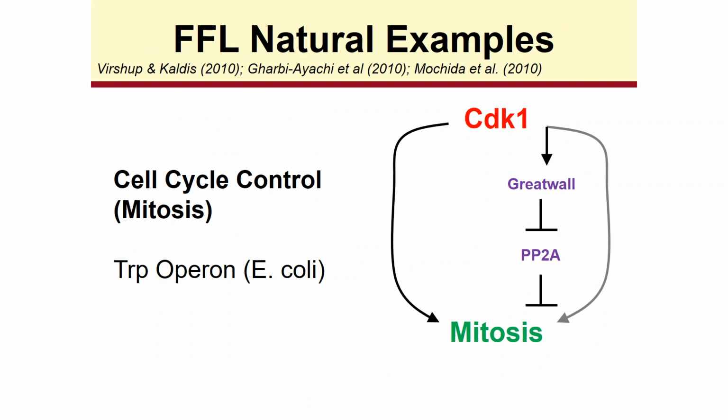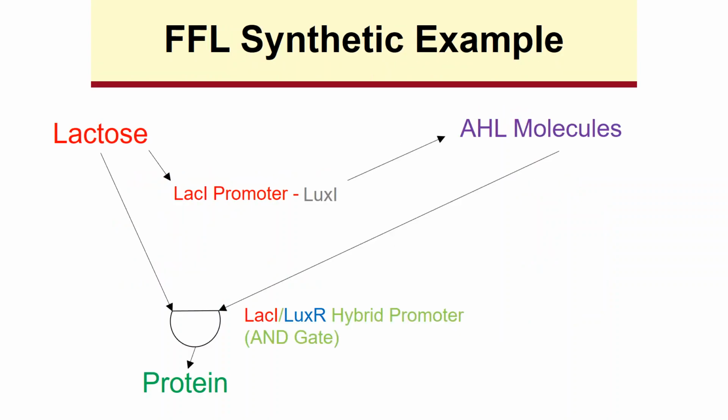There are some natural examples, which I won't go through here, that resemble a feed-forward loop. A lot of these are tied to cell cycle control. There are other synthetic examples which we can look at here. Again, the basic architecture of this kind of circuit, you can see that we have input A shown in red. It's activating or leading to production of both the output here and the intermediate activator.